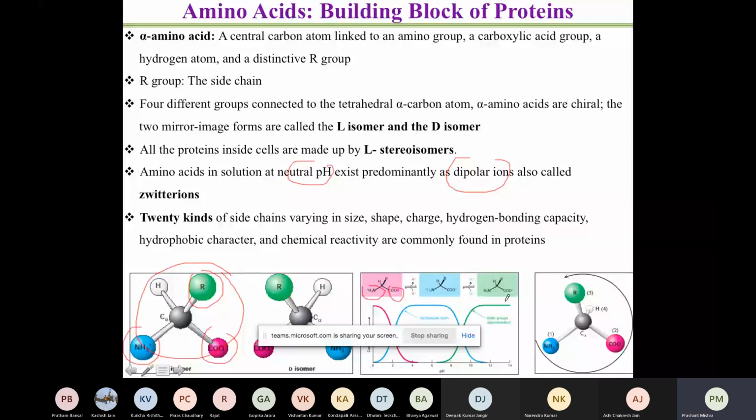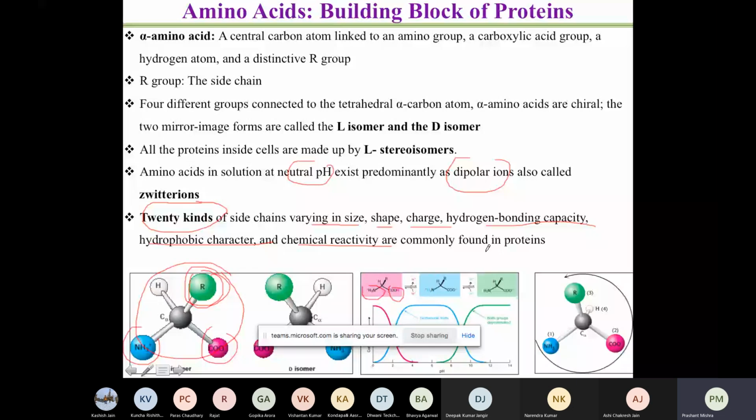Now coming to the different types of amino acids, you will have 20 types of amino acids. When I'm saying 20 types of amino acids, I'm referring to the fact that H will be fixed, the amino group will be fixed, and the carboxylic group will be fixed. There are 20 types of R groups. So let us focus on the R group. How are they variable? They could vary in their size, their shape, their charge, their hydrogen bonding ability, their hydrophobic characteristics, and their chemical reactivity. All of them may vary.